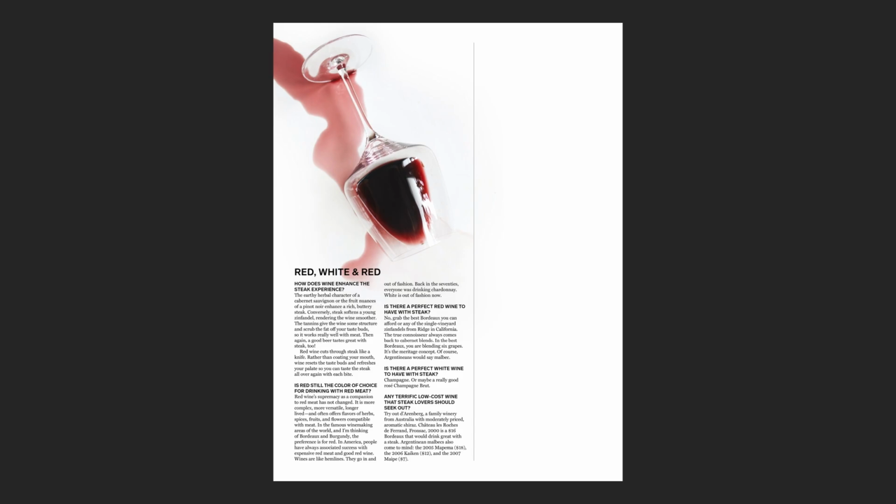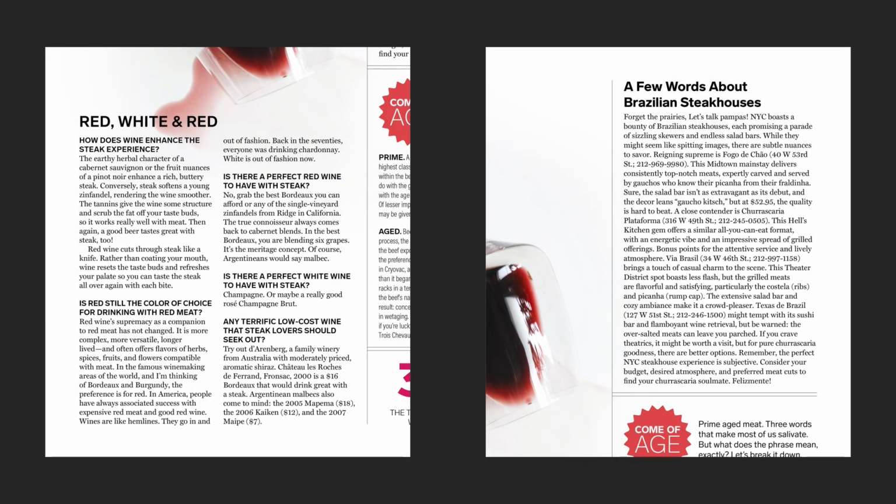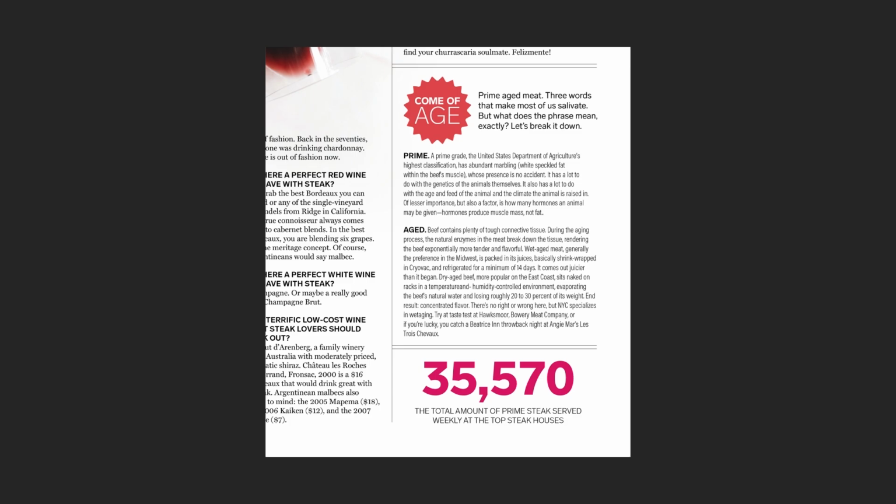So now we can drop in the rest of our content into that column. I don't want to go over the type in full, but in the styling, I'm using a main body styling for the wine and Brazilian steakhouse sections. There's a lot going on, so we wanted some sort of baseline for the page. For the prime aged meat, I paired a condensed face with the sans serif to give it some contrast from the rest of the text.